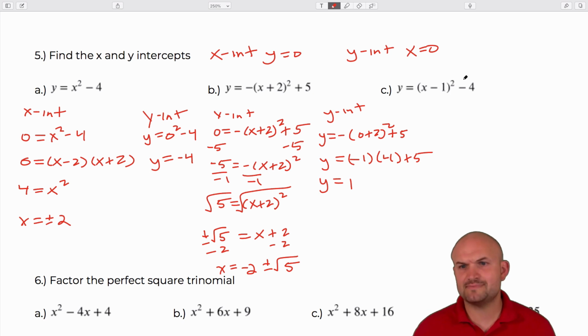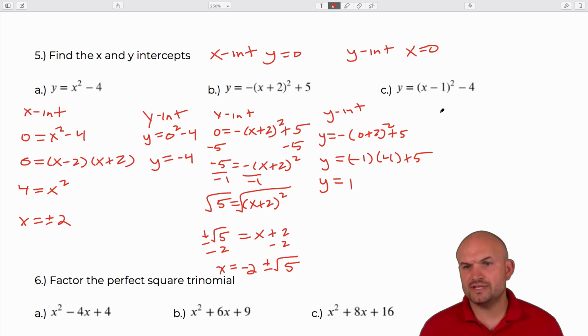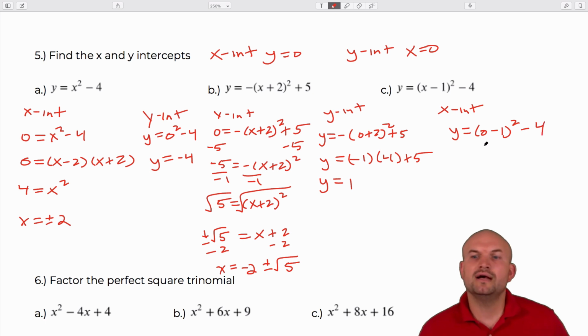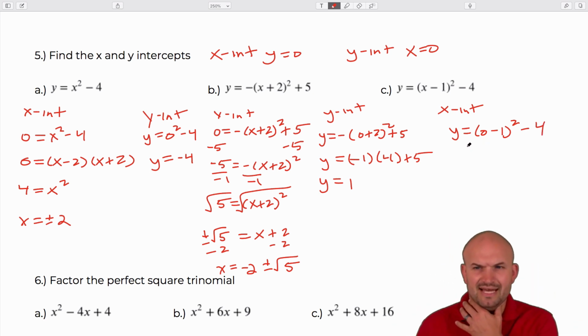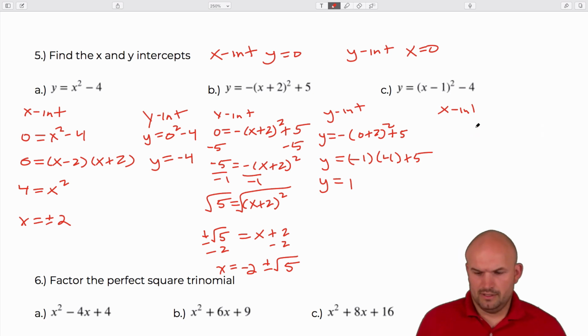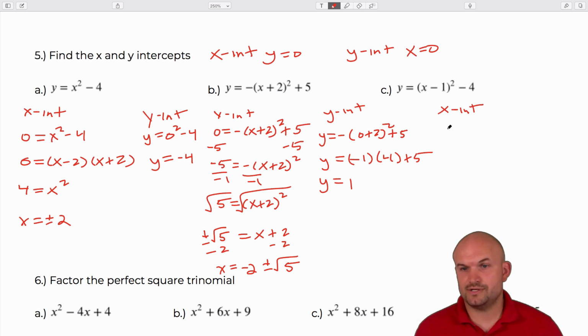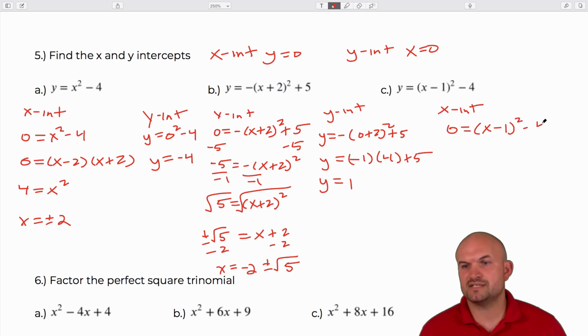All right, and last but not least here, let's do this one. So the x-intercept. The x-intercept is going to be y equals 0 minus 1 squared minus 4. In this case, that is not the x-intercept, that is the y-intercept. What is wrong with me? X-intercept. So x-intercept is when y is equal to 0. So 0 equals x minus 1 squared minus 4.